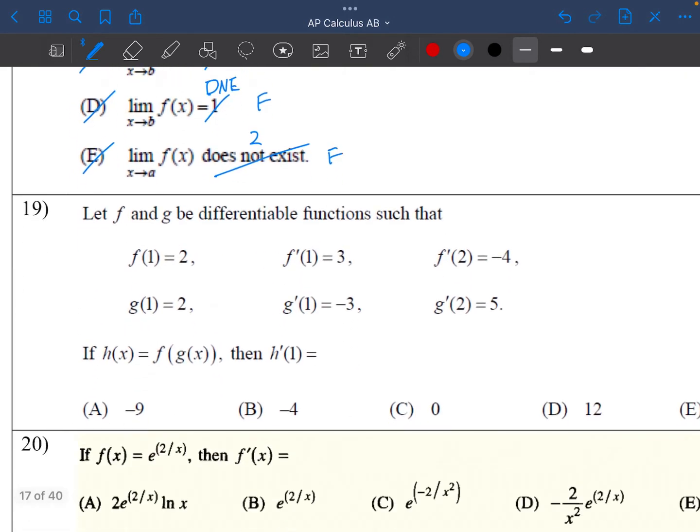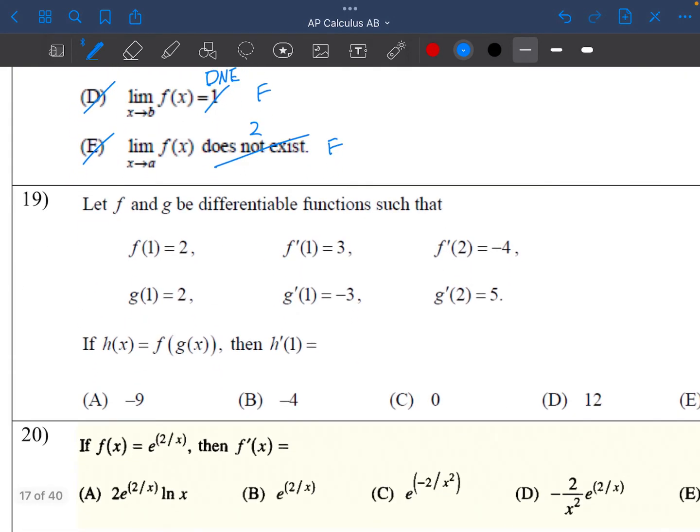Moving on to number 19. All right, we have a bunch of values that can be used, and it's saying, okay, h is this function, which is a function inside of a function. So I'm going to label this one the inner, and this one the outer. And I'm going to take the derivative of h, which means I'm going to be taking the derivative of all of that, and then I'm going to plug in 1.